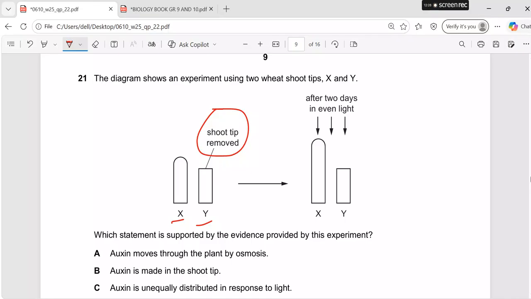After 2 days in even light means light is coming from all around. So it's even light, not from one side or not from the other side. It's all around coming. If you see, X has grown, but Y, if you compare this part and if you compare this diagram, so you can see X is grown in length, Y is not grown in length. Now, what is the question?